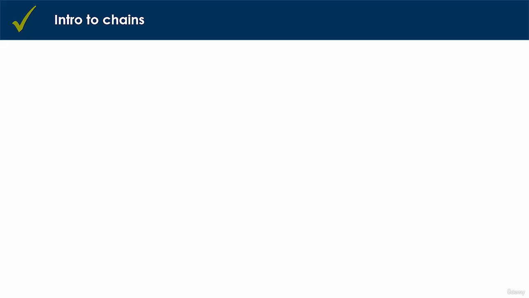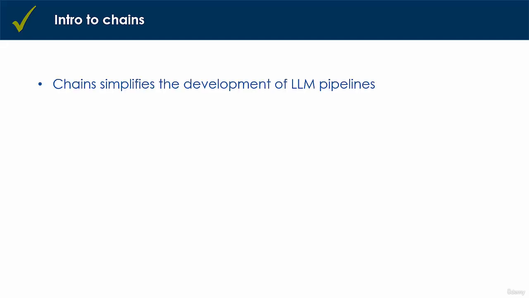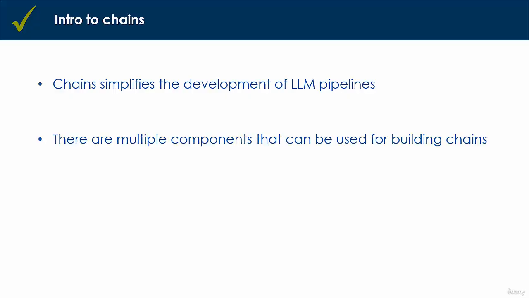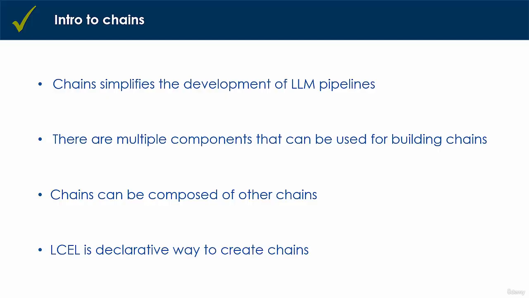Let's go over the key points from this lesson. Chains simplifies the development of LLM pipelines. There are multiple components that can be used for building chains. Chains can be composed of other chains, and such chains are referred to as compound chains. LangChain execution language is a declarative way to create chains.